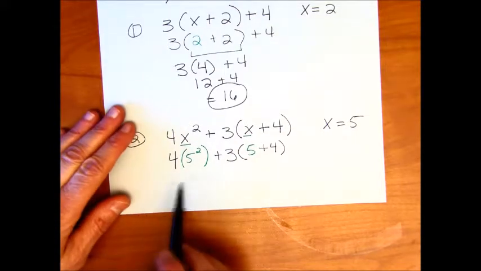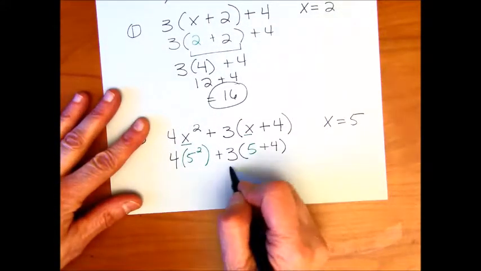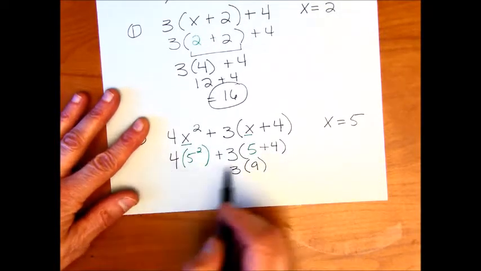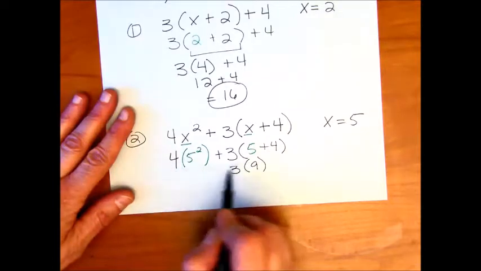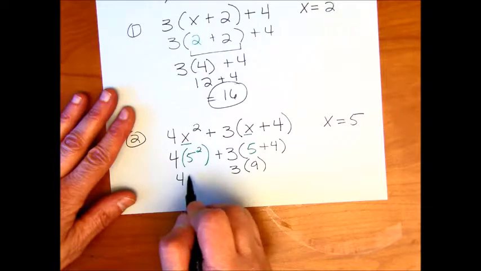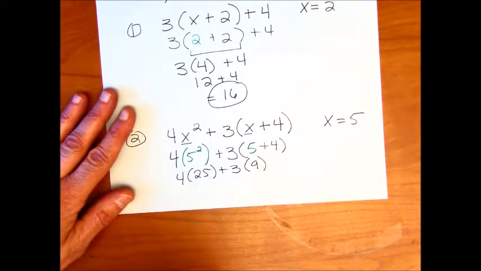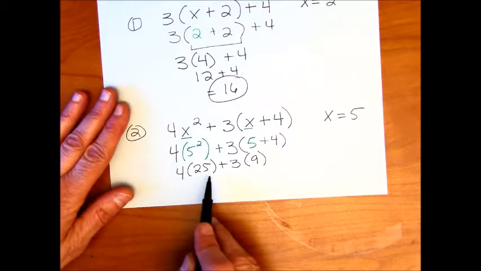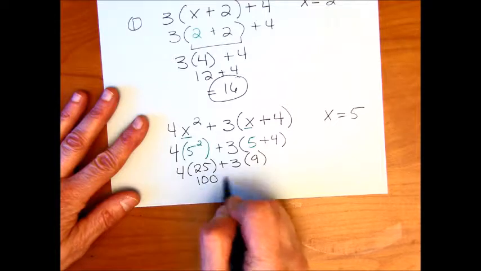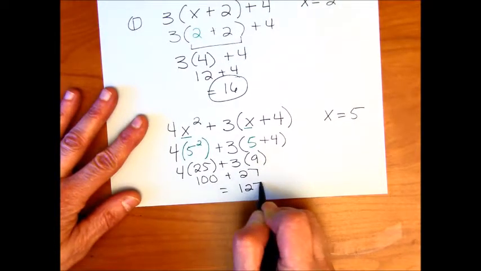So now, parentheses first, so we're going to figure out this part here. So we've got 3 times 9, and instead of rewriting, bringing this down, I could go ahead and evaluate that. So that's 4 times 25 plus 3 times 9. Now these are two multiplication problems we're going to add together. So this becomes 100 plus 27, which is 127.